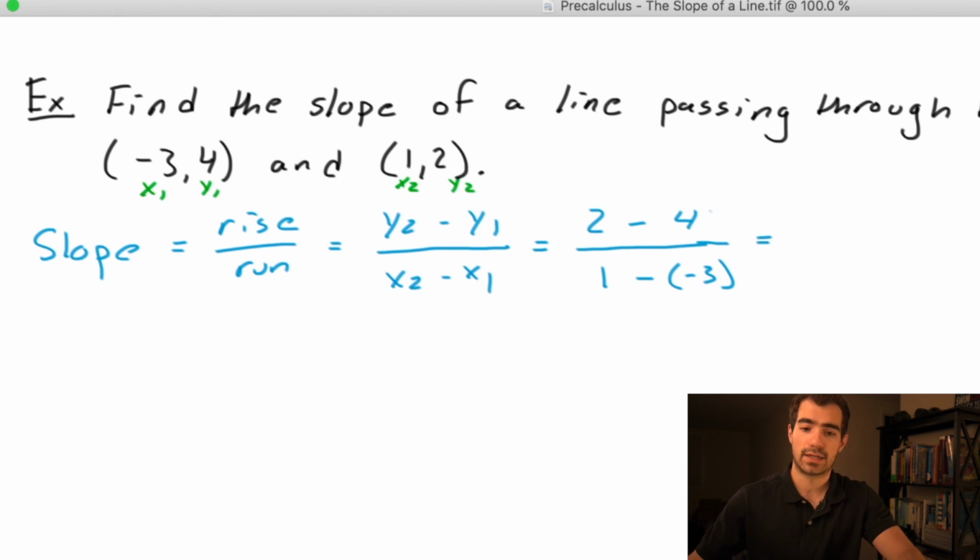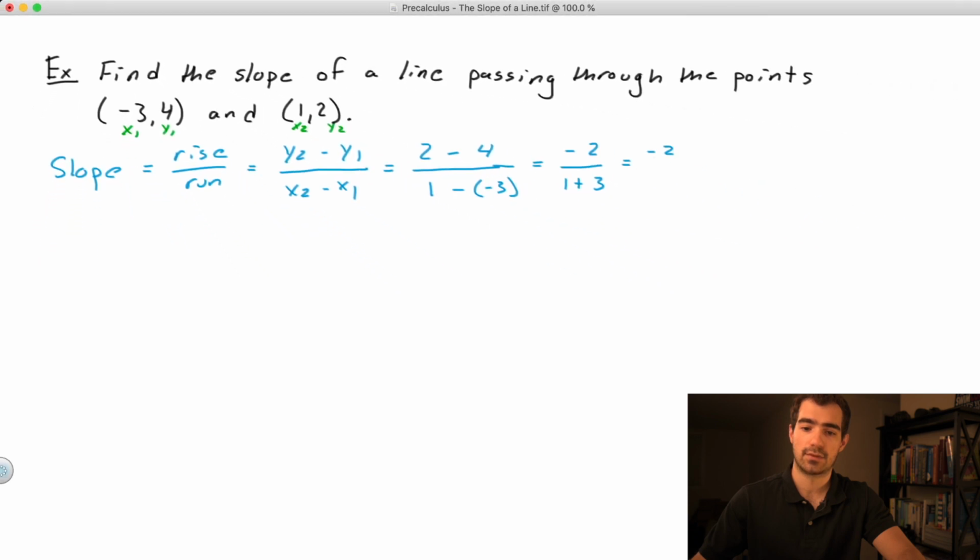And so if we do 2 minus 4, that's going to give us -2. And if we do 1 minus -3, that's going to be the same as 1 plus 3, or 4. In other words, -2 over 4, which we can simplify to -1/2. And this would be our final answer.